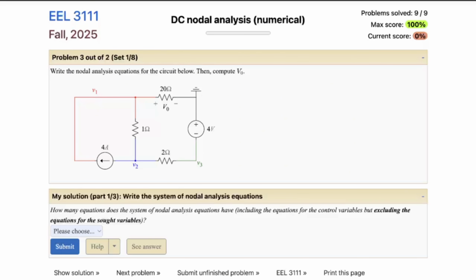V3. So to decide how many equations we need, we're going to take the total number of nodes and subtract the reference node. So that's four nodes minus one. There's no control variables, so it's pretty simple. It's going to be three equations.